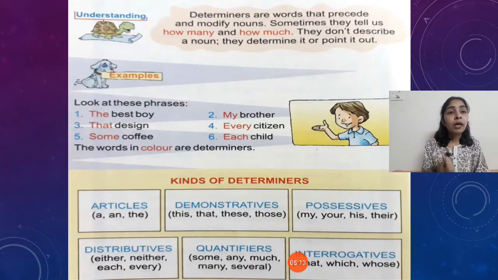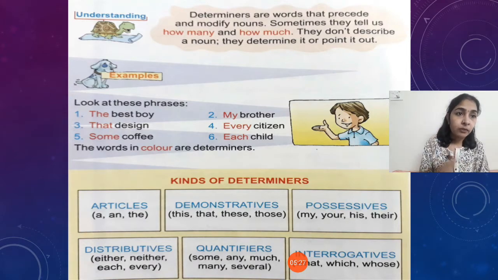Now in this video we are discussing the first type of determiners, that is, the articles. In our next video we will discuss the other five, because articles, where and how they are used, is a bit of a long topic.